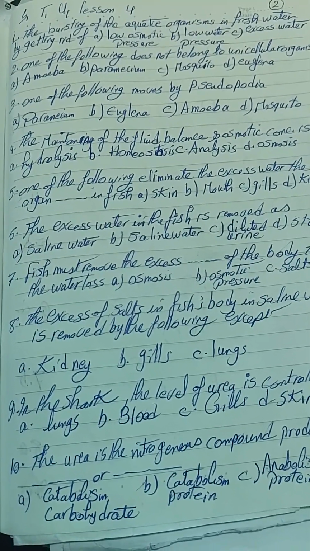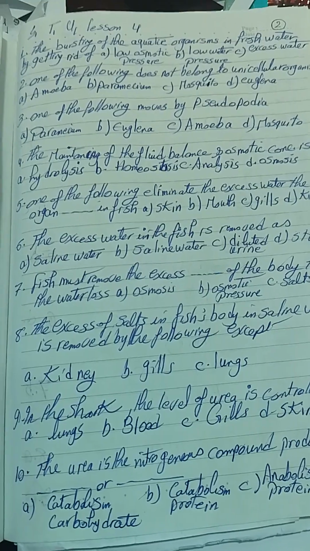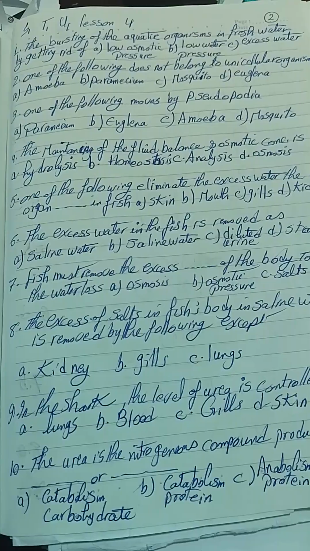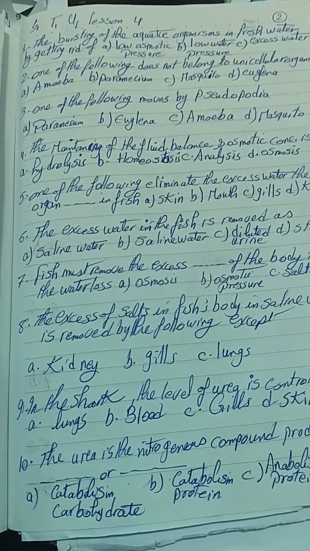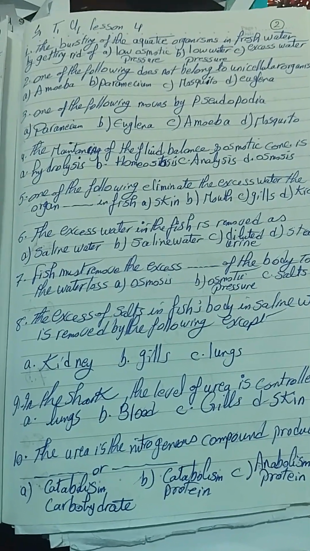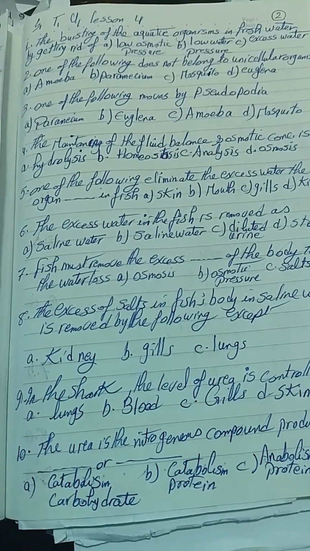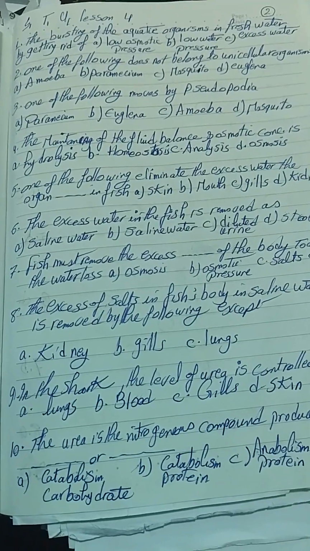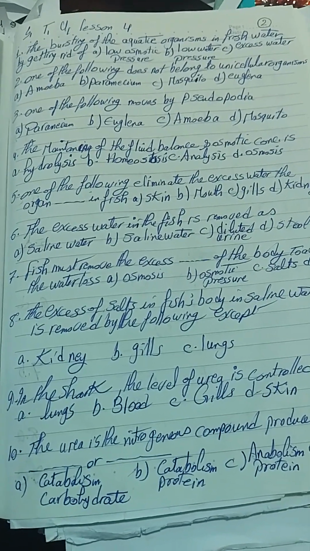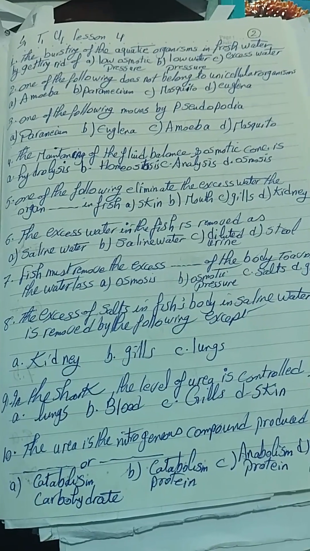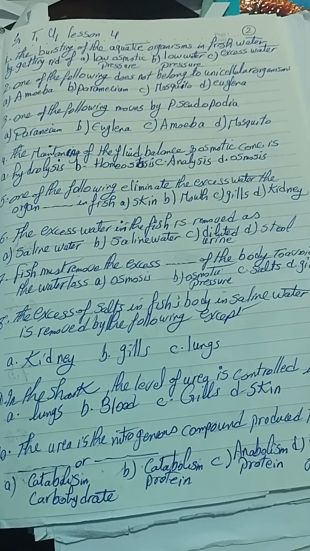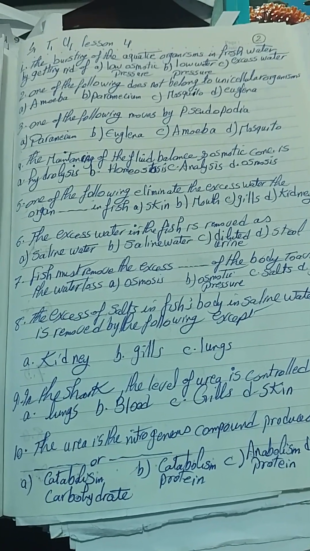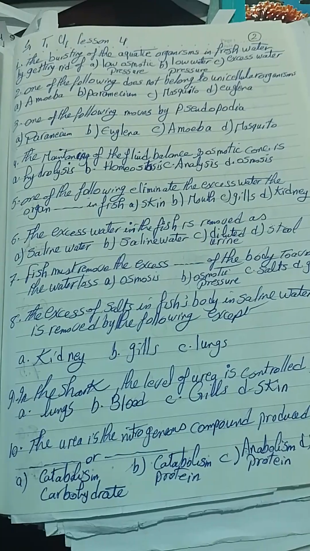Number 4. Maintenance of the fluid balance and the osmotic concentration is called homeostasis. One of the following eliminates excess water, the organ in fish: the kidney, as diluted urine. Number 6. Excess water in fish is removed, as we stated before, as diluted urine. Letter C. Number 7. Fish must remove the excess of the body to avoid water loss.